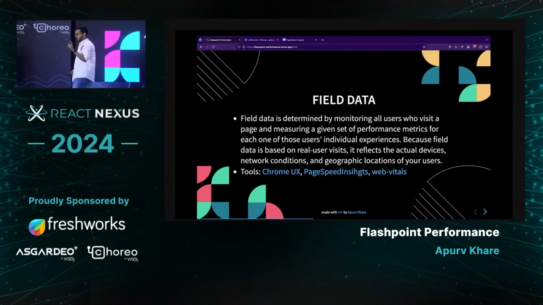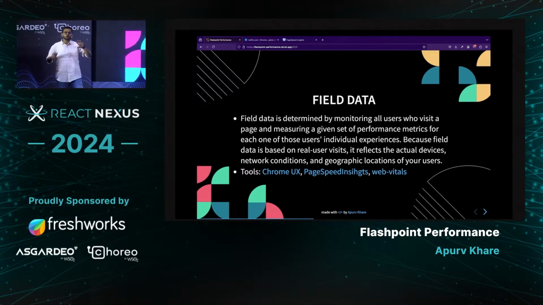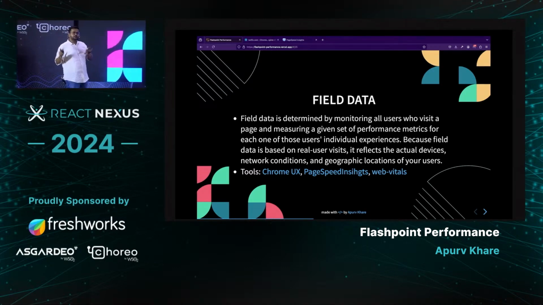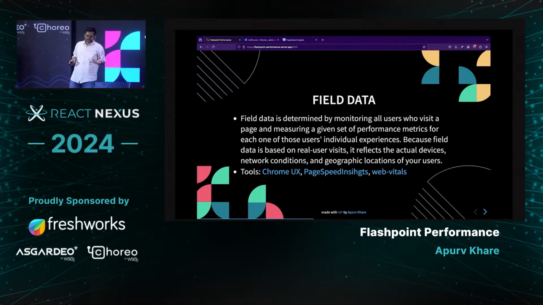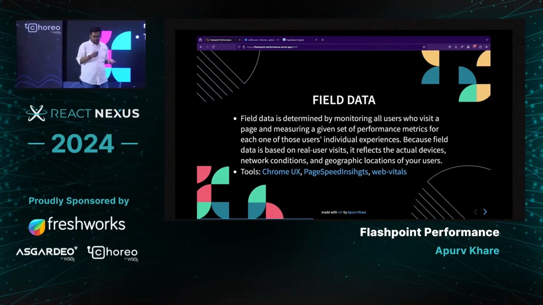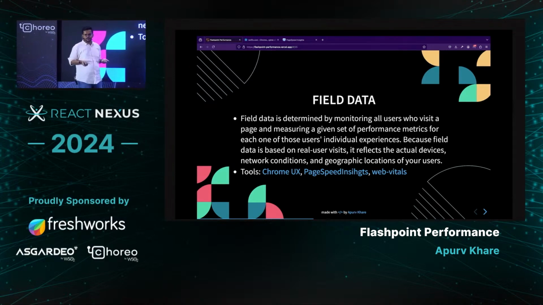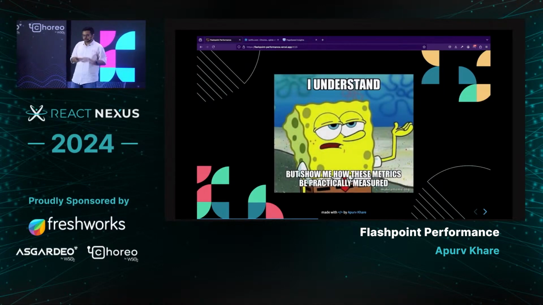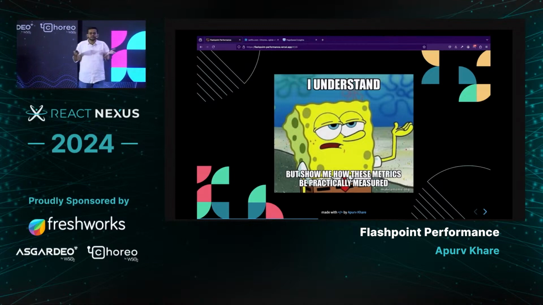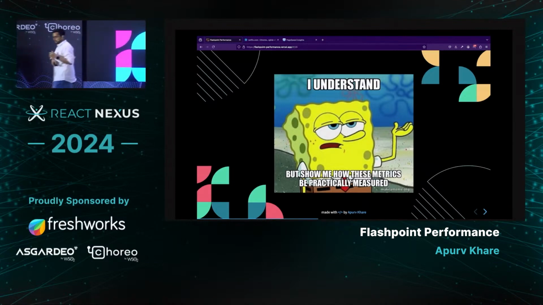PageSpeed Insights underneath uses CrUX. The Chrome UX Report is a large dataset collected by Google from many websites over years to track performance details. Okay, and we'll be seeing about it. And web-vitals is an NPM package which you can use in your own app to measure. Now I know what you're saying. I understand, but show me how these metrics are practically measured. So let's do that.